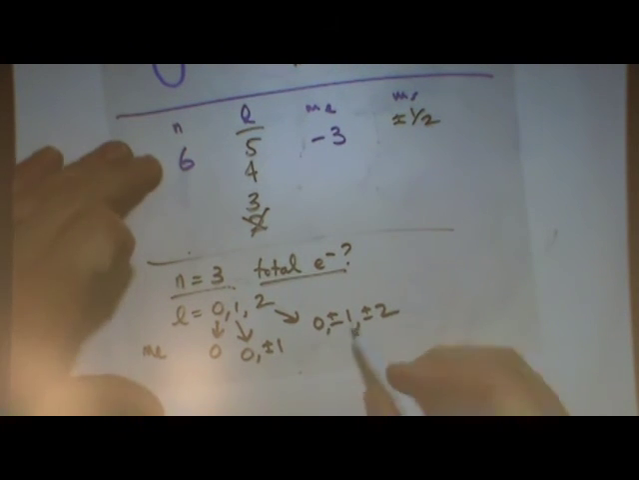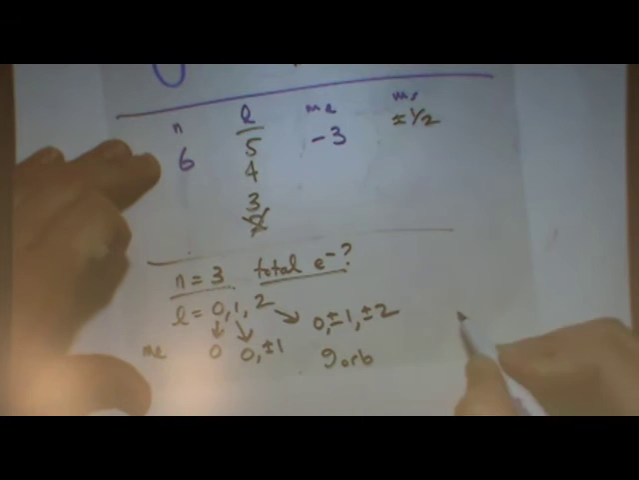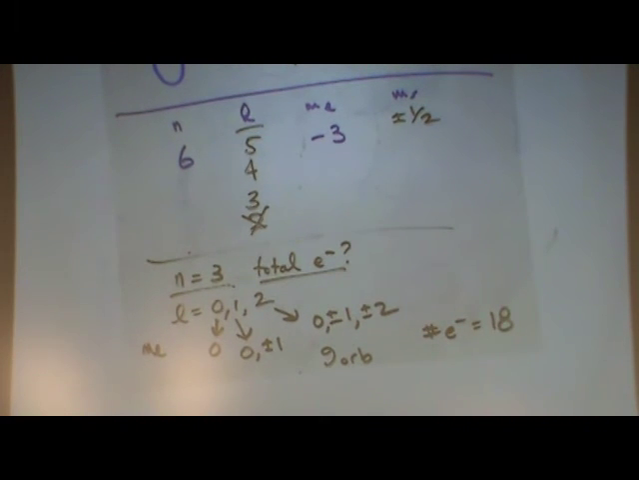That's 9 orbitals. So number of electrons? 18, it's twice that amount. 9 are spin up and 9 are spin down, for a total of 18. 2 electrons per orbital. So the correct answer would be 18. That's the total number of electrons.